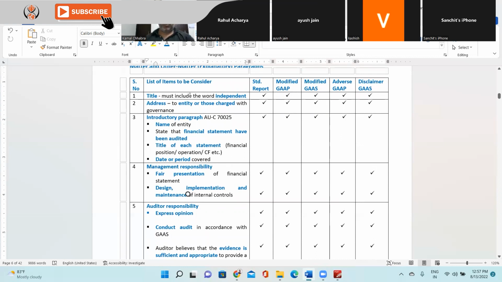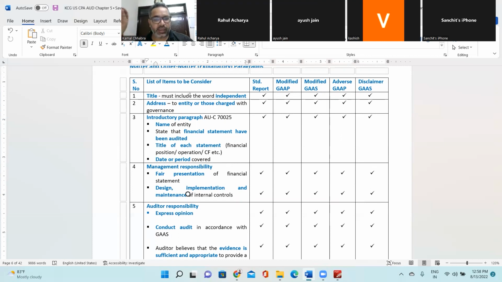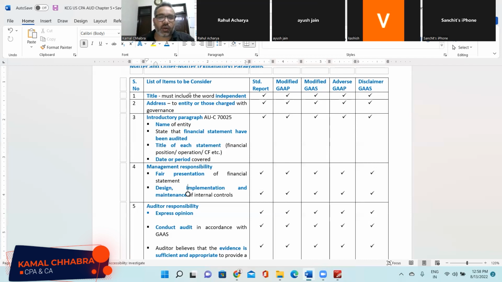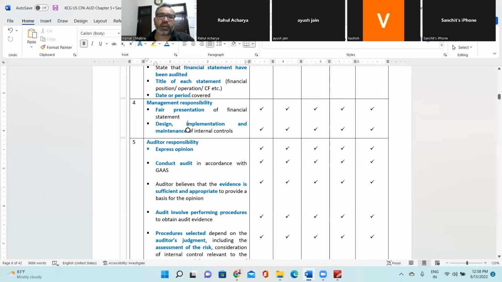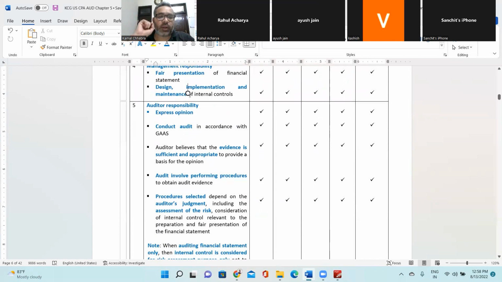Right? On the top, you need to mention independent audit report. You need to address that report to those charged with governance, or the entity name. Then the third paragraph will be the introductory paragraph, in which you mention that this audit report is of so and so company, and we have audited the financial statements, including the balance sheet, statement of income, cash flow statement, and notes to accounts attached to it for the period ended on this date. Right? Then you mention the management responsibility: the fair presentation of the financial statements and design, implementation, and maintenance of internal control. Next paragraph is auditor responsibility.